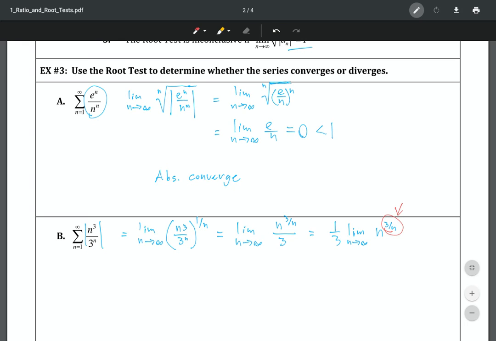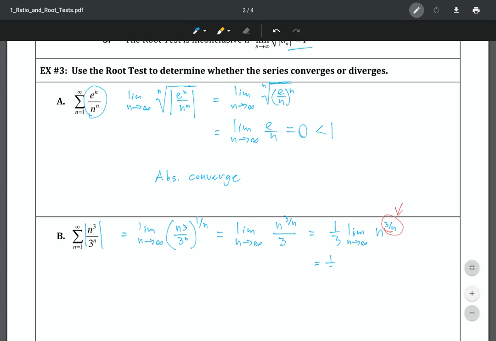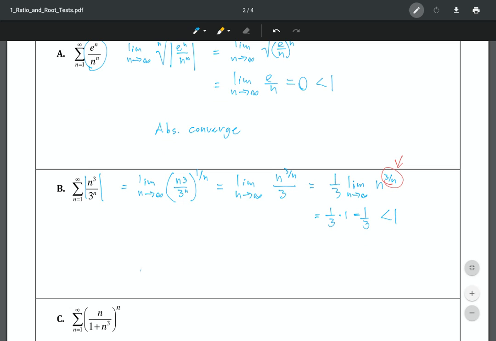So essentially, this is the same thing as 1/3. The limit as n goes to infinity of n to the power of 3 over n would be 1. So the answer is 1/3. And because that's less than 1, according to the root test, this will absolutely converge.